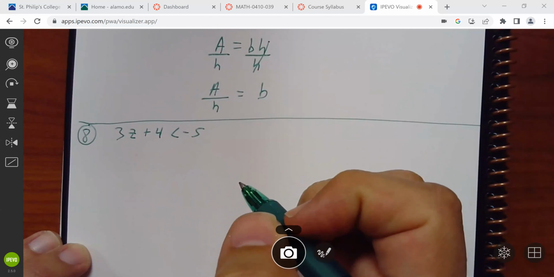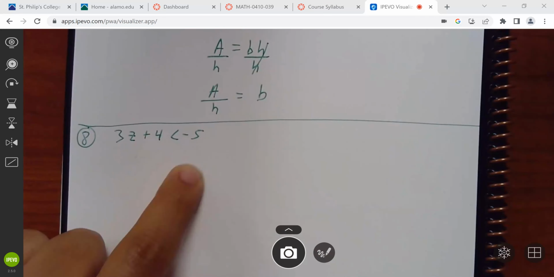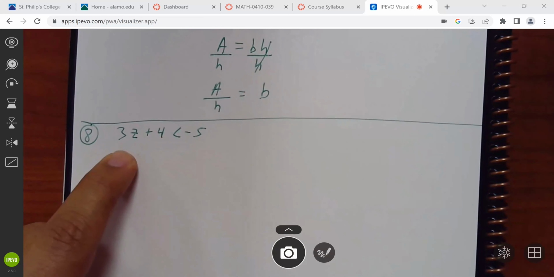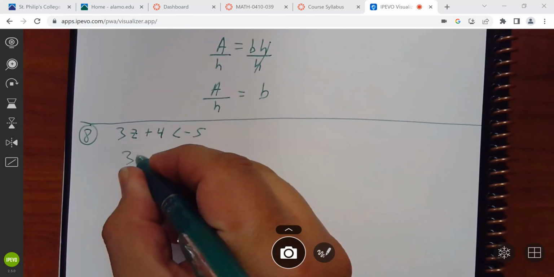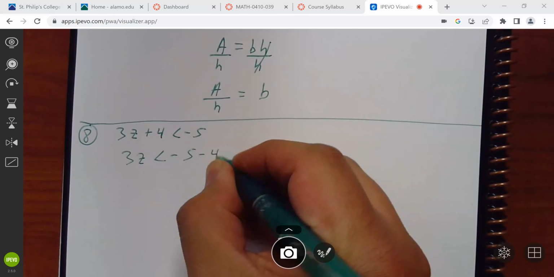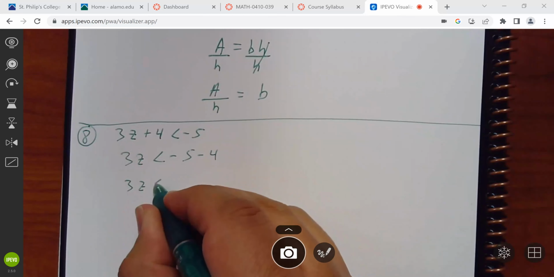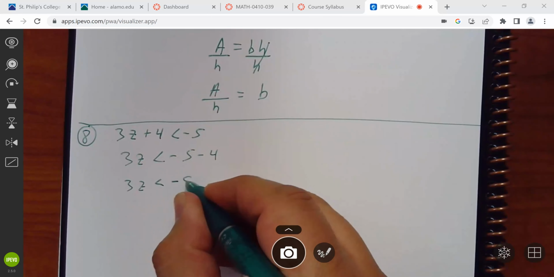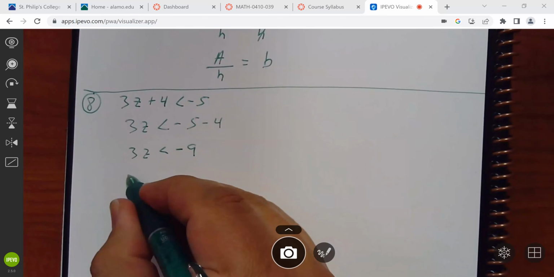So let's solve for Z. So same rules for equations, same thing. Subtract 4. And then divide by 3. After that, you gotta get to the interval and then the graph. Okay. Yeah, it'll ask you. So we subtract the 5. Divide by 3.